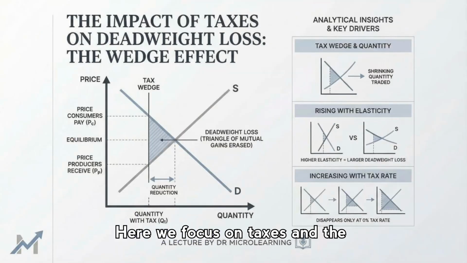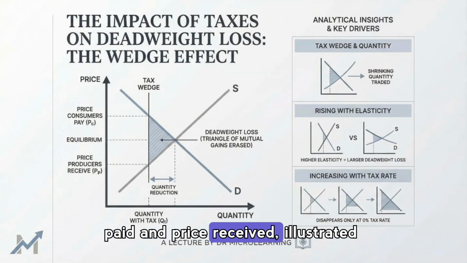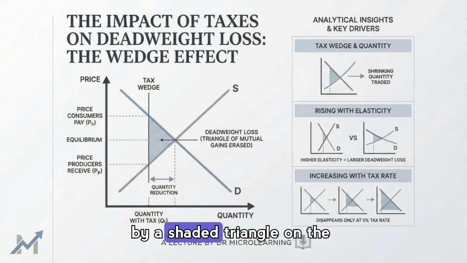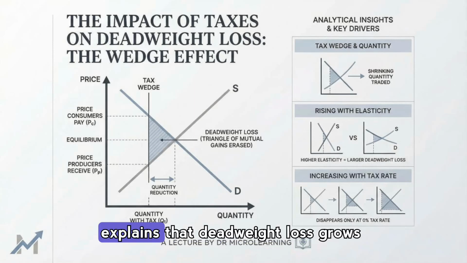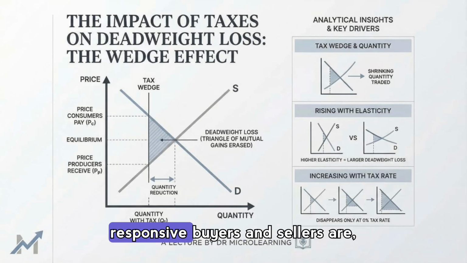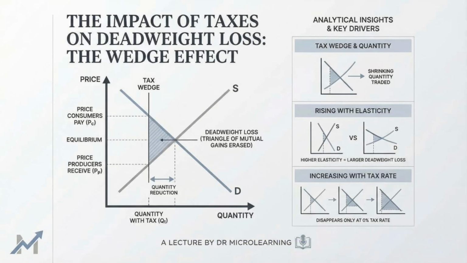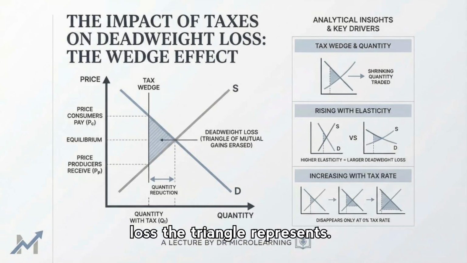Here we focus on taxes and the wedge they create between price paid and price received, illustrated by a shaded triangle. On the supply-demand chart, the script explains that deadweight loss grows with the size of the tax and with how responsive buyers and sellers are. So elasticity matters. The more quantity falls, the larger the welfare loss the triangle represents.